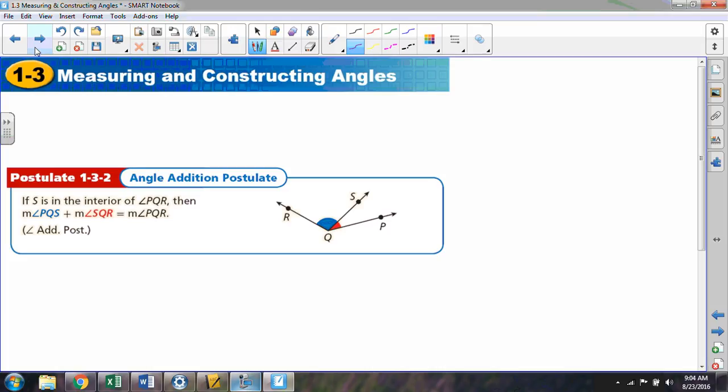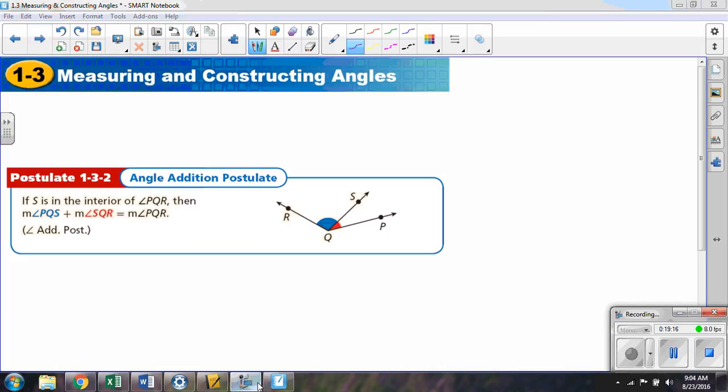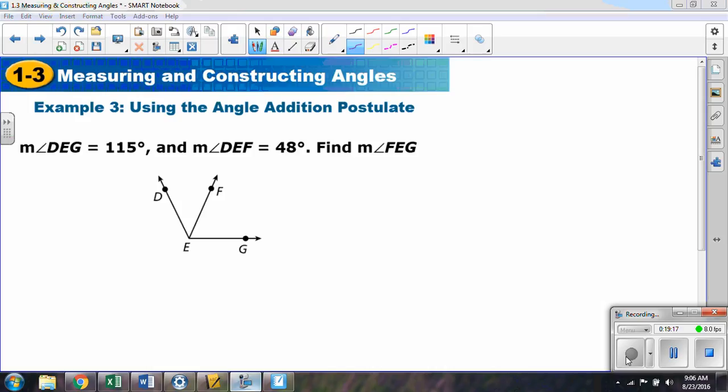And this is the most important thing we need to take out of today. Being able to use the segment addition postulate was the primary tool for working with segments. The angle addition postulate is our primary tool for working with angles. Okay, using the angle addition postulate, find the measure of angle FEG.